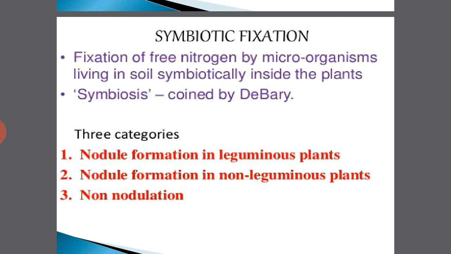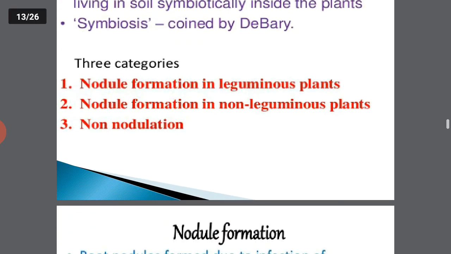Symbiotic fixation is the fixation of free nitrogen by microorganisms living in the soil symbiotically. We also studied this process in our early classes. Symbiosis, the term coined by the scientist D. Berry. Three categories will be there: nodule formation in leguminous plants, non-leguminous plants, and non-nodulations. Okay, we will restrict ourselves to leguminous plants only.